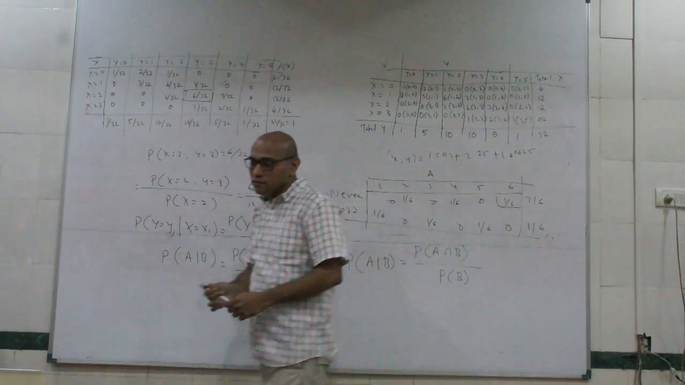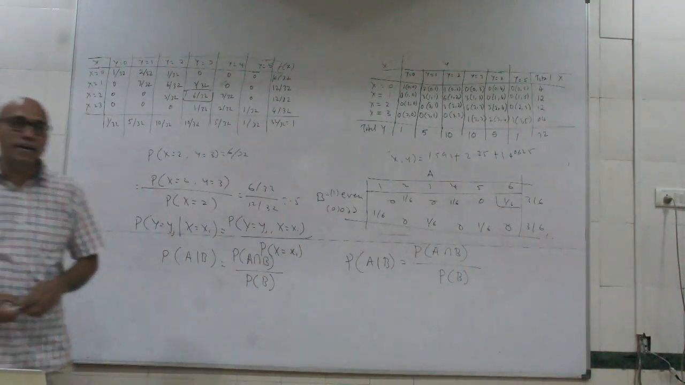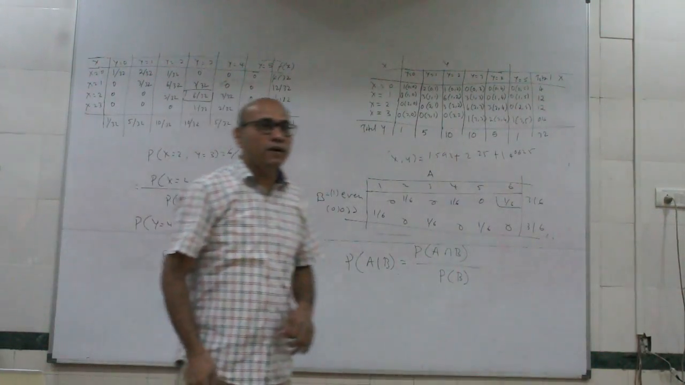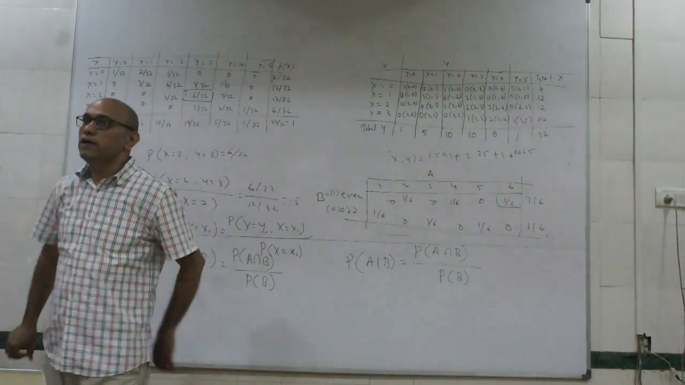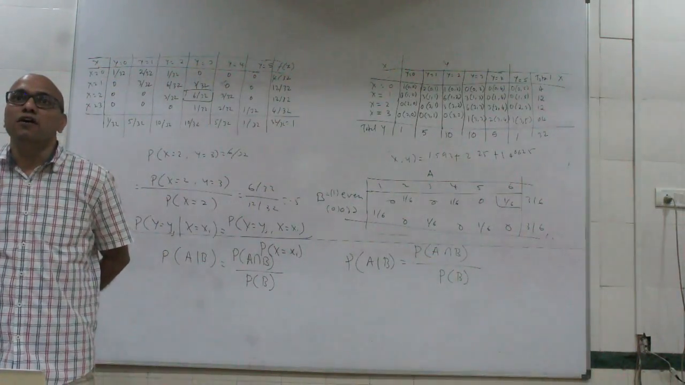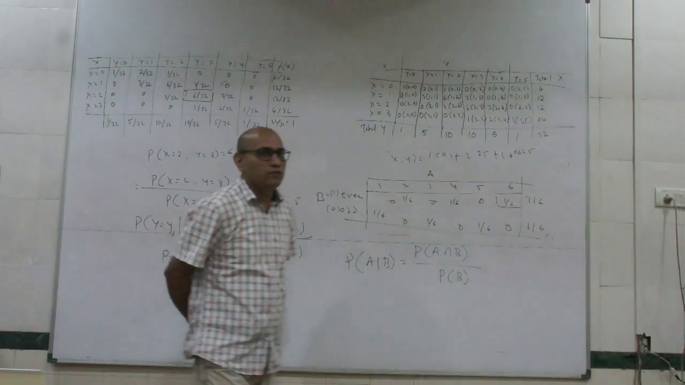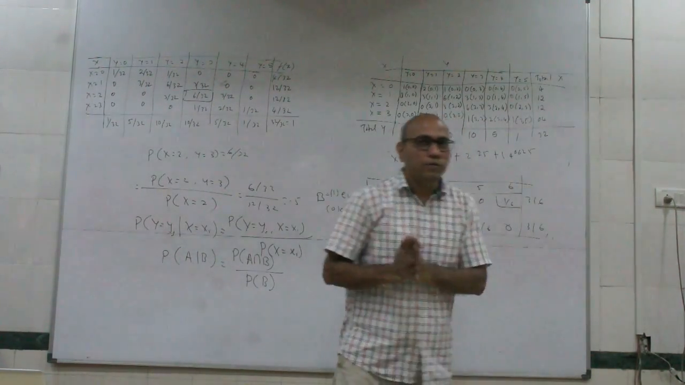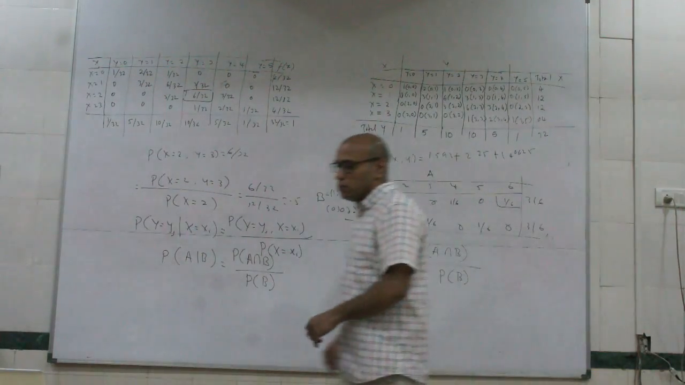This can further be written as probability of A given B is probability of A into probability of B given A, upon probability of B, which can also be called Bayes' rule. This is the expression of conditional probability.